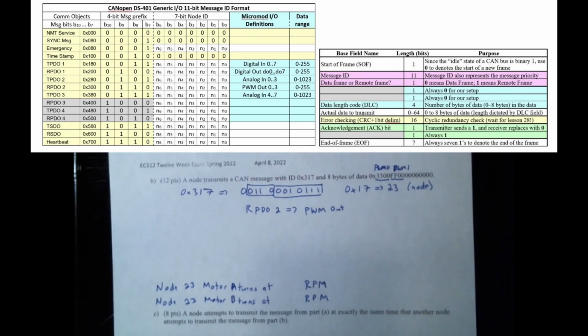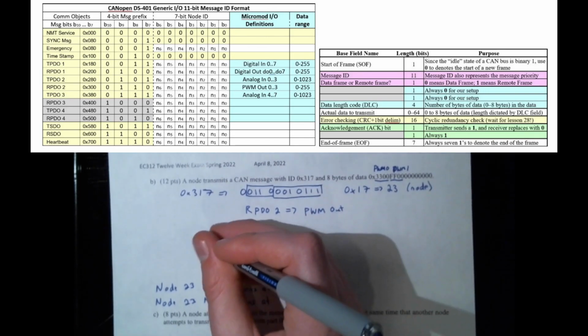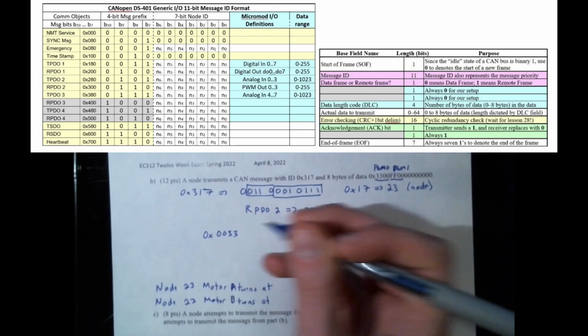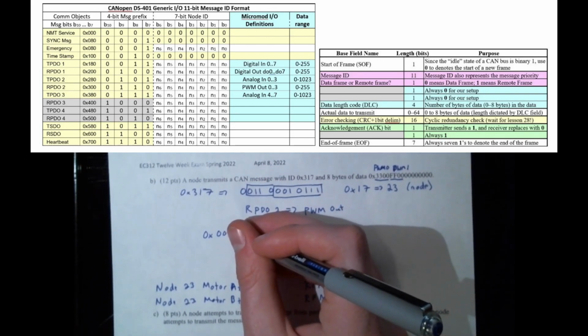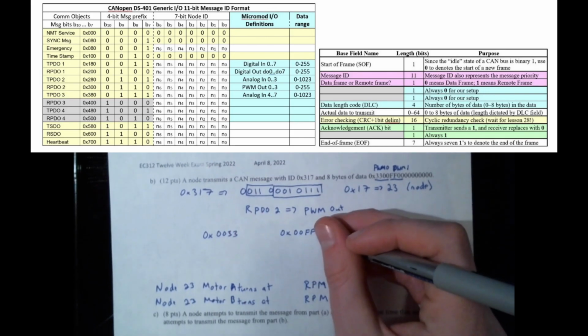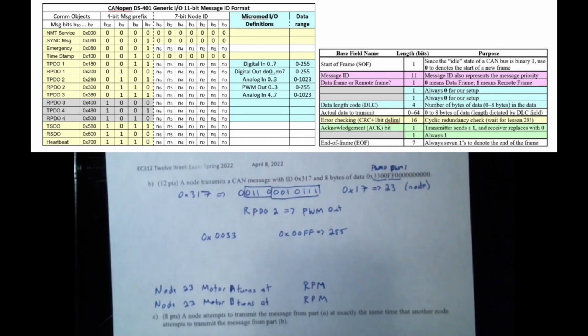Motor A is connected to PWM pin 0. Motor B is connected to PWM pin 1. So motor A turns at blank RPM, motor B turns at blank RPM. Let's take those pieces of data. We'll have 0x0033 as the first one, and 0x00FF. We've got to convert those from hex to decimal. This one's fairly easy, so we'll say this is 255, and then we'll have 3 times 16 plus 3, so that's going to be 51, and so that's that.